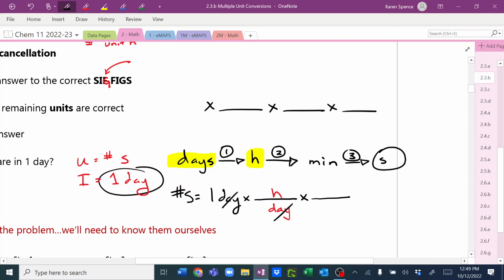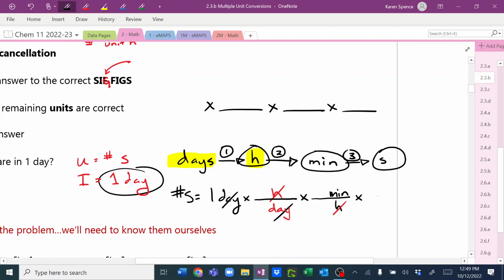Days are gone. I now want to go from hours to minutes. So what do I need to cancel? Hours. So hours have to go on the bottom and minutes have to go on the top. That means my hours are going to cancel and I'll be left with minutes.